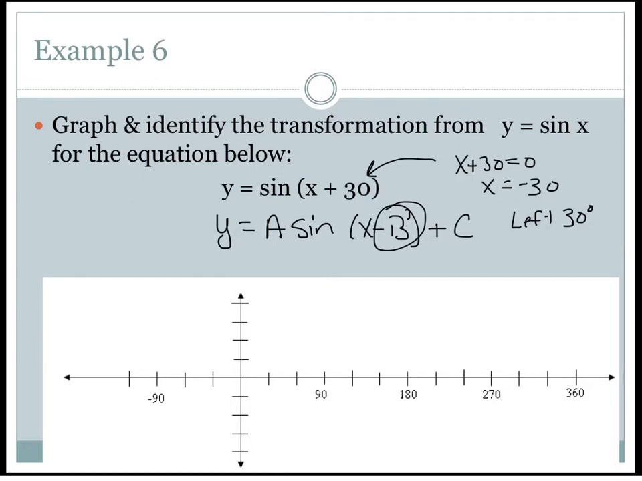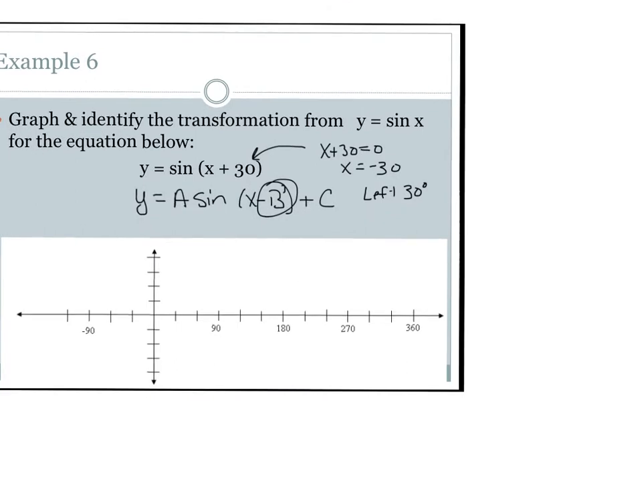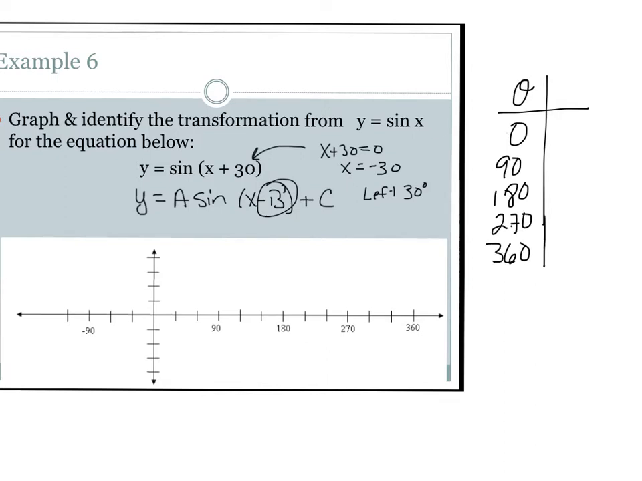There's a couple different ways to do this. We can think of it this way. I know the shift is left 30 degrees. So I know when I'm graphing sine, I have these key points that I graph. When theta is 0, 90, 180, 270, and 360, these are all the key angle measurements that we're going to graph, and the values are 0, 1, 0, negative 1, 0.